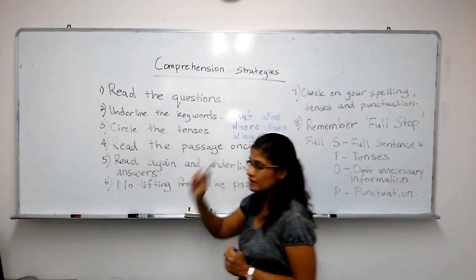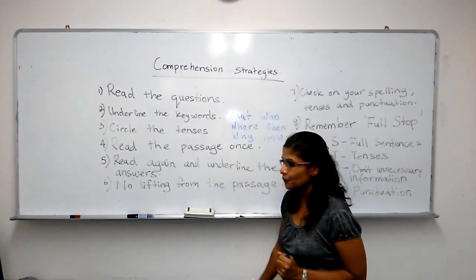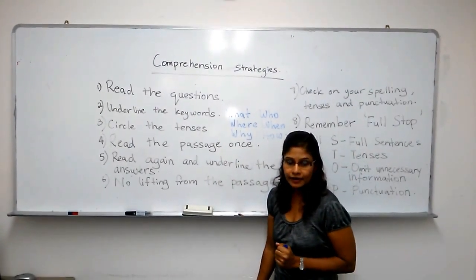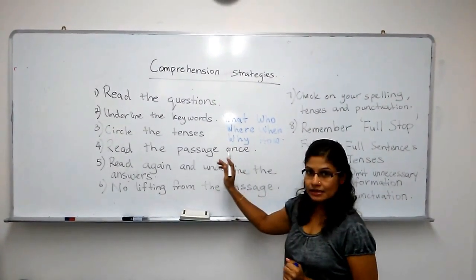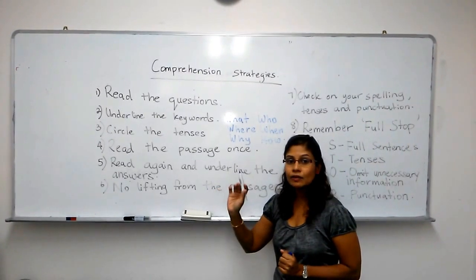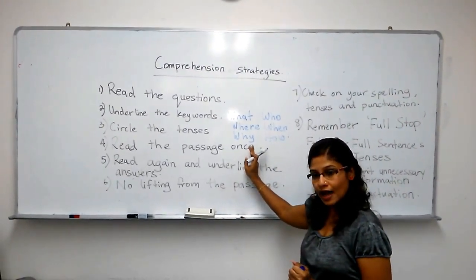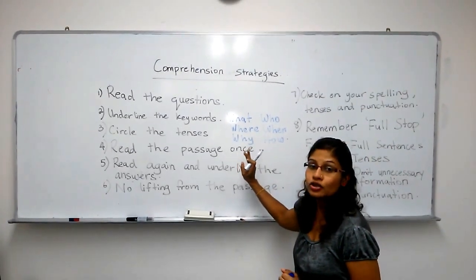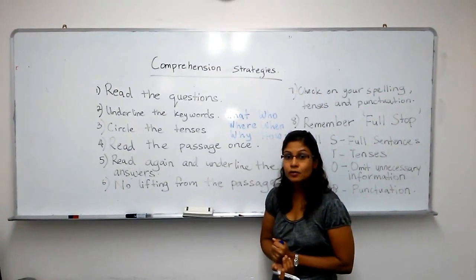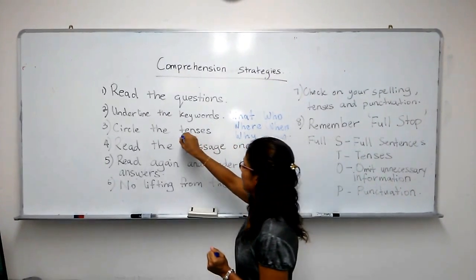Then you circle the tenses. What do I mean by circle the tenses? For example, if the question is, what is the boy doing? So when you see the word is, you're supposed to circle is so that you answer the question in present tense. Okay. What if the question asks, what did the boy do? Okay, did is supposed to be in the past tense. You're supposed to answer in past tense. So you have to circle accordingly.